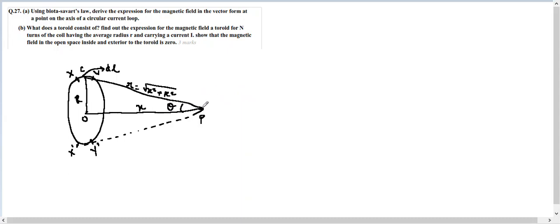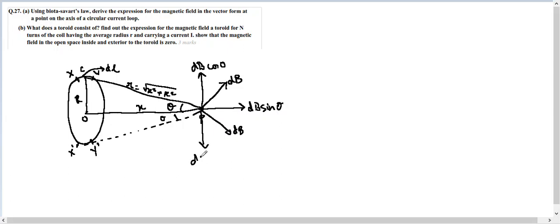Because of the first element here, it is going to be dB. This component getting split up is dB cos theta, and this component is going to be equal to dB sin theta. Similarly, because of the element x dash y dash, dB would be somewhere here, taking this angle to be theta. So that's going to be dB cos theta, and that's dB sin theta. So very important here is the diagram.